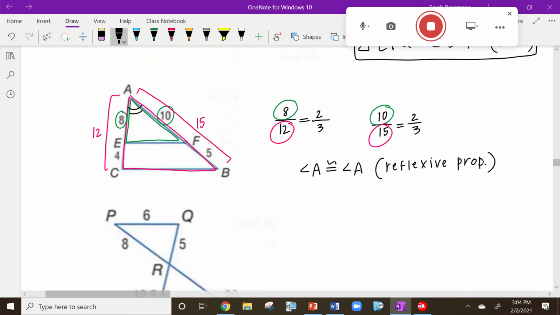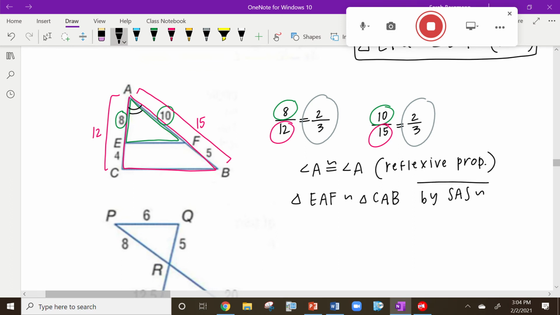So now that I have two pairs of sides that have the same ratio and the angle between them is congruent, I can say these triangles are similar. So I'll say triangle EAF is similar to triangle CAB by side-angle-side similarity.